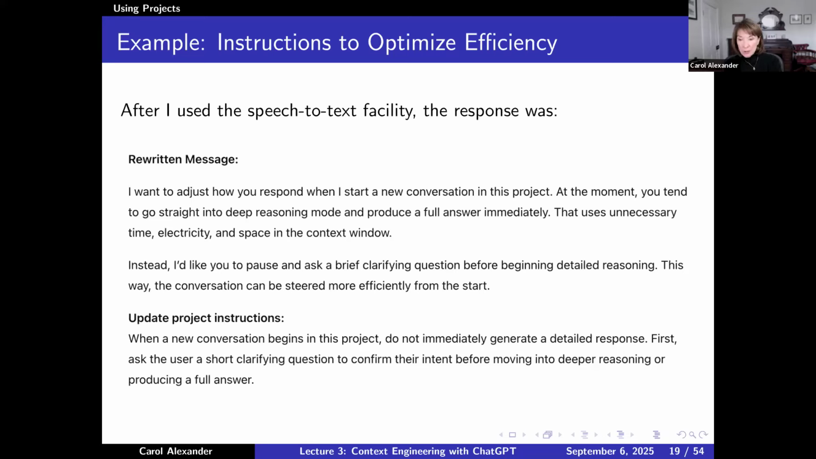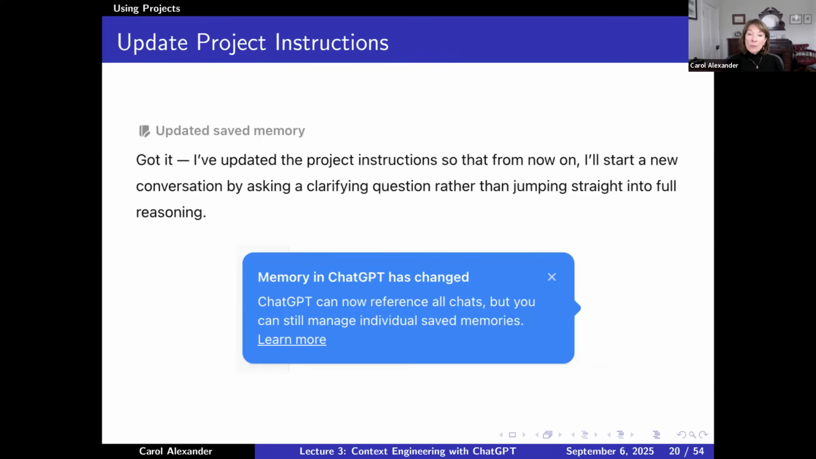And what they suggested for update project instructions is here. When a new conversation begins, do not immediately generate a detailed response, etc. So this is just 3 lines in the project instructions. And when I put them in, I got this updated saved memory. The blue box memory in ChatGPT has changed. And so that you know that you've done it, you can't see the project instructions. You can ask it to say what the project instructions are now, but unlike the old interface where you could actually see the project instructions, here you can't see them unless you ask for it.